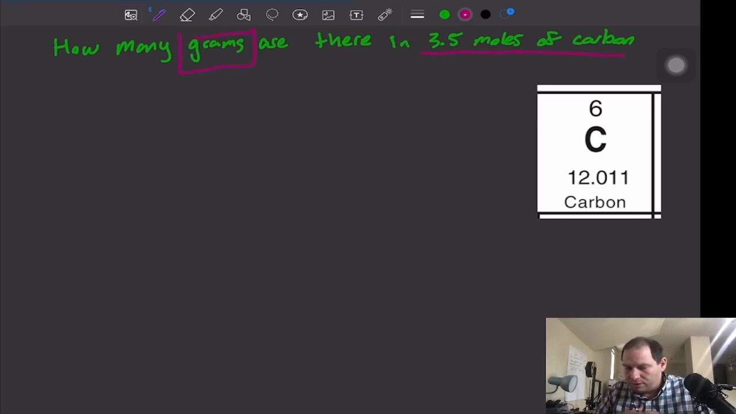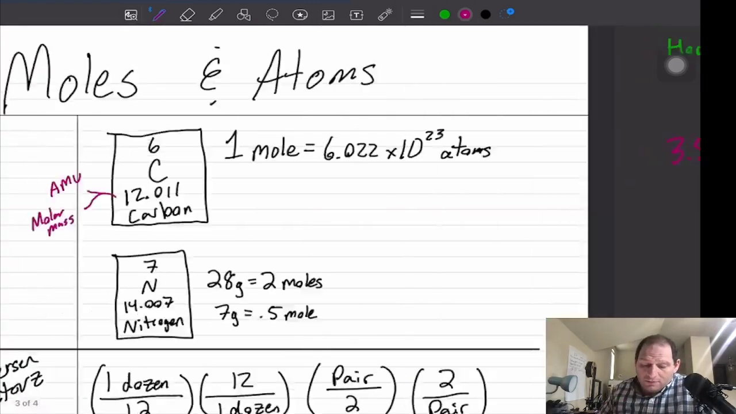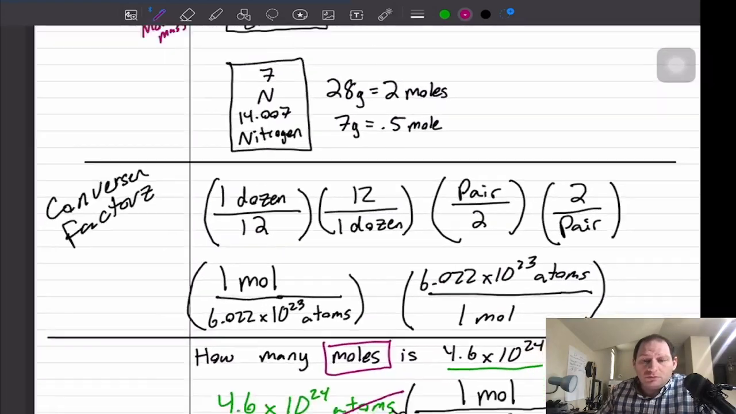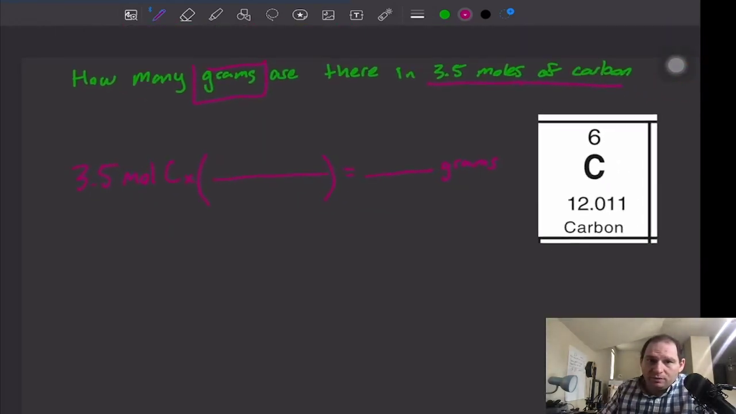I'm going to write down first what I have, which is 3.5 moles, MOL, of carbon. Now I need to multiply it by a conversion factor to get to grams. Now I don't have a conversion factor that has grams and moles on there. The previous page we didn't have that. We just had moles to atoms. That's okay. We can create one.